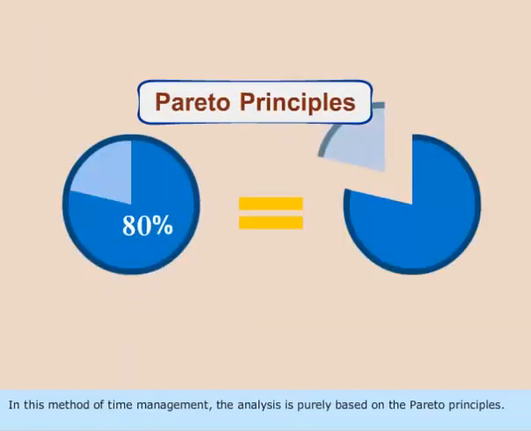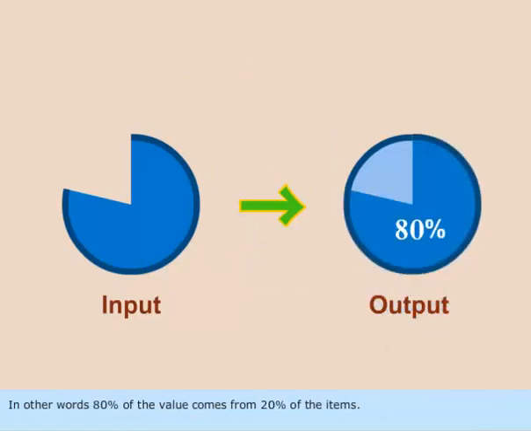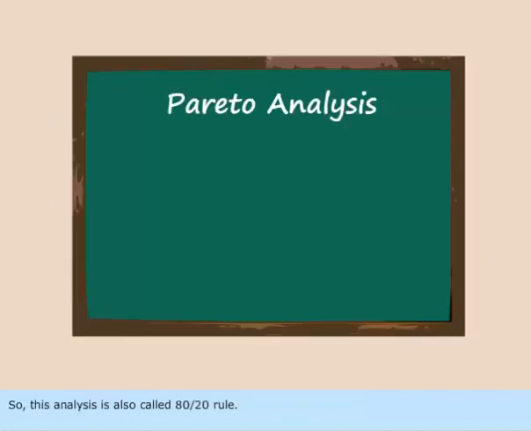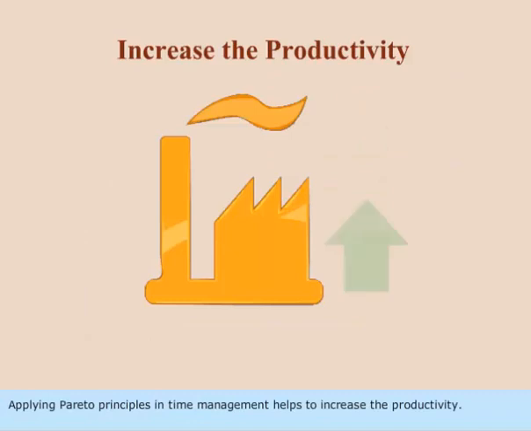In this method of time management, the analysis is purely based on the Pareto principles. This principle gives an idea that 80% of tasks can be done in 20% of the time, and the remaining 20% of tasks will take up 80% of the time. In other words, 80% of the value comes from 20% of the items. So this analysis is also called the 80 by 20 rule. Applying Pareto principles in time management helps to increase productivity.